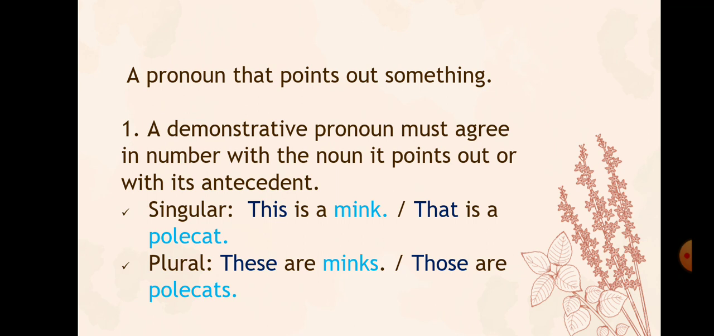The first one is that a demonstrative pronoun must agree in number with the noun it points out or with its antecedent. For example, if it's singular, this is a mink. That is a polecat. If it's plural, this with an E, these are minks. Those are polecats. So it must agree in number with the noun it points out or with its antecedent.